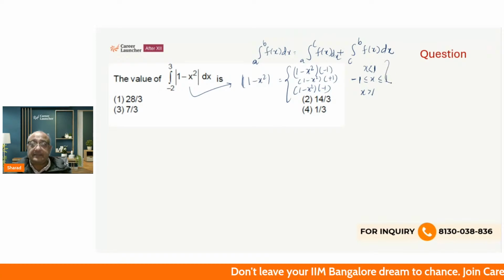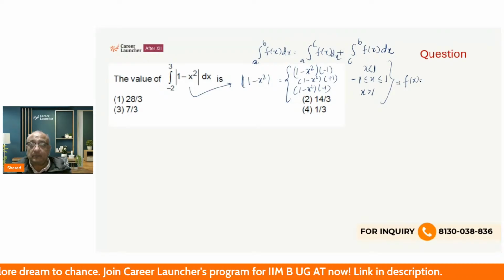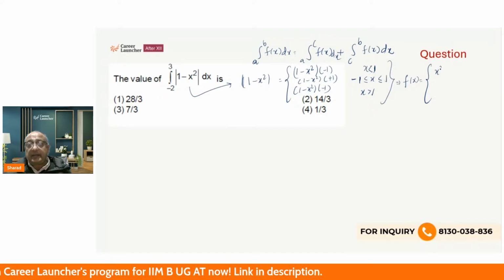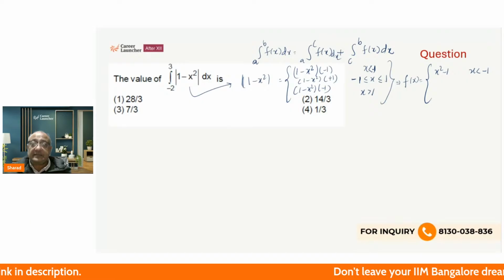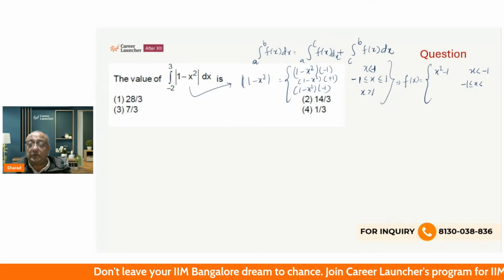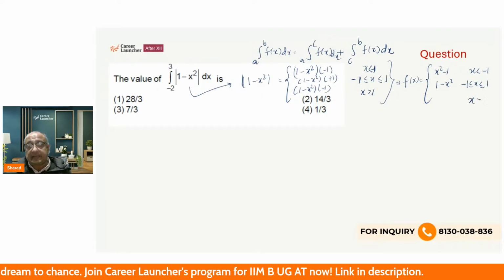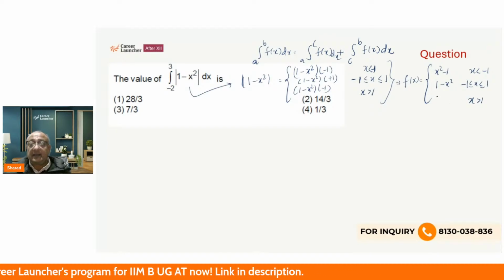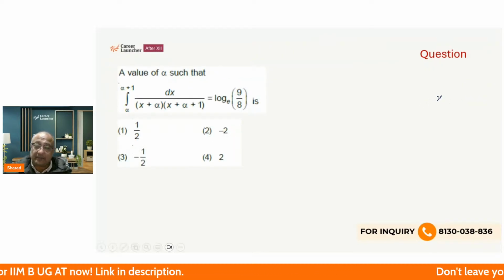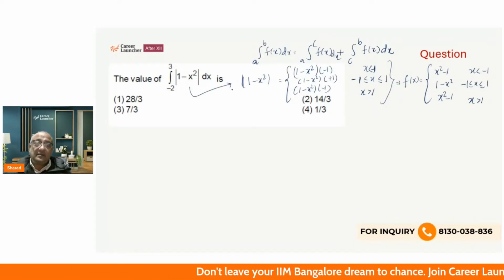So let us rewrite this, which I have written here. What is my f(x) equal to? x square minus 1 when x is less than minus 1. And when x is between minus 1 to 1, then I will write it as 1 minus x square. And when x is greater than 1, I will write this as x square minus 1. Why are we doing all this trouble? Because if we don't do this, then we cannot solve this.